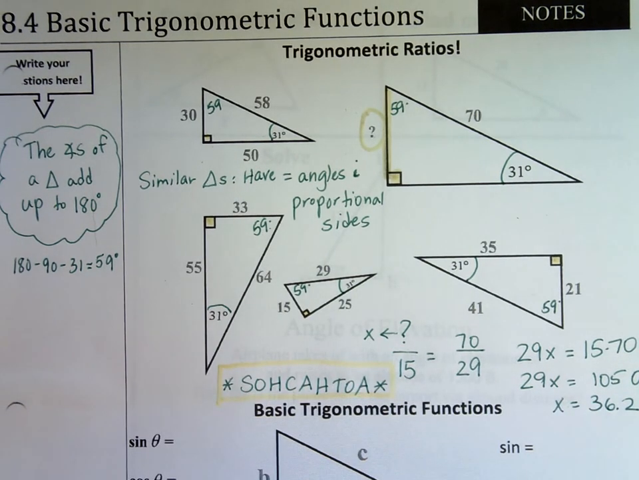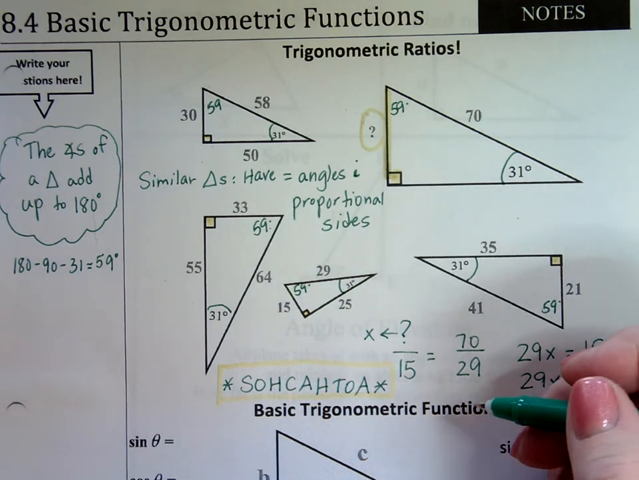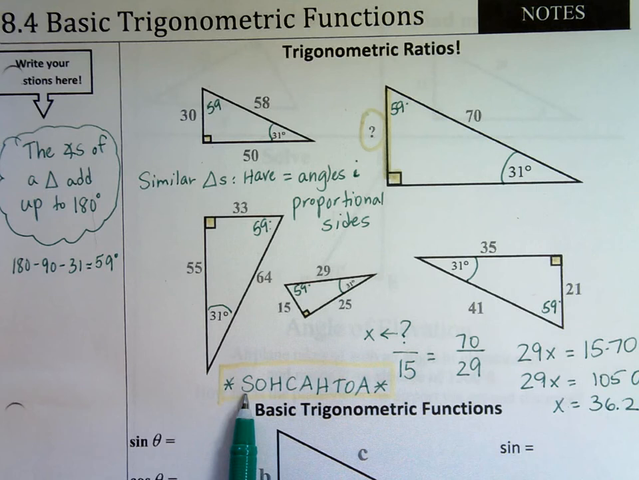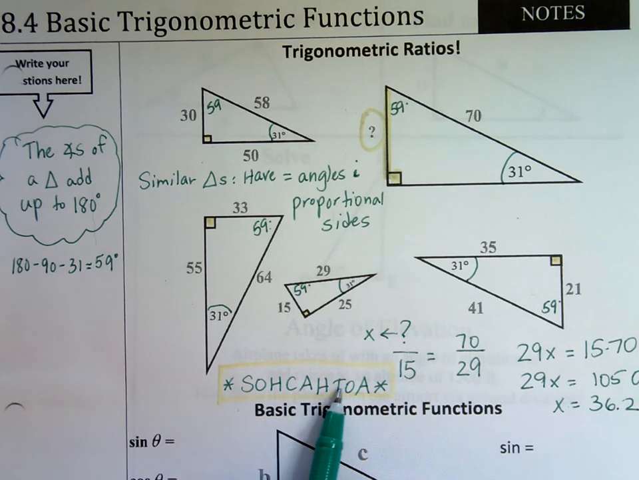You really need to have a handle on it. When we get in the classroom, there's another way that I've taught kids how to remember it, but I don't want to put it on camera. So remind me in the classroom. SOHCAHTOA: sine is opposite over hypotenuse, cosine is adjacent over hypotenuse, and tangent is opposite over adjacent.